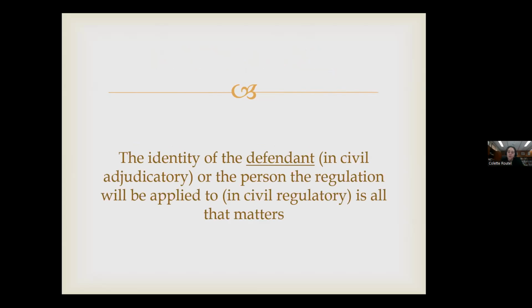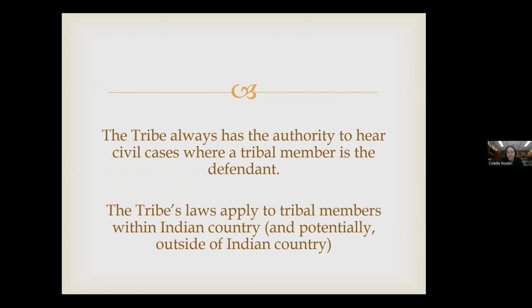So when you're talking about, does the tribe have power? The most important piece is the identity of the defendant when it comes to civil adjudicatory jurisdiction. So you have a plaintiff and a defendant involved in a court case. The identity of the defendant is what matters for civil adjudicatory jurisdiction, whether the tribe has jurisdiction or not. And if we're talking about regulatory jurisdiction, the tribe wants to apply its laws to someone, we look and see who they are trying to apply the law to. Is it a member? Is it a non-member Indian? Or is it a non-Indian? And there are different rules that apply based on that.